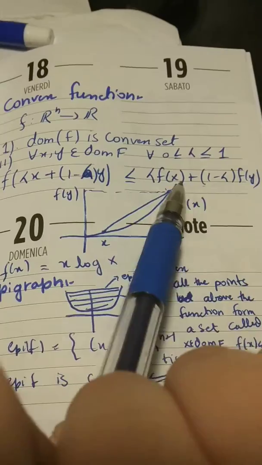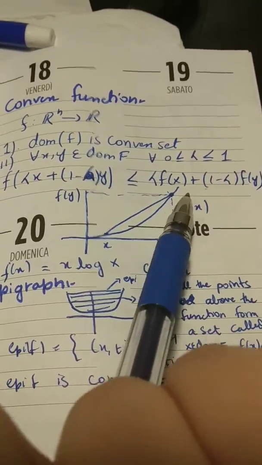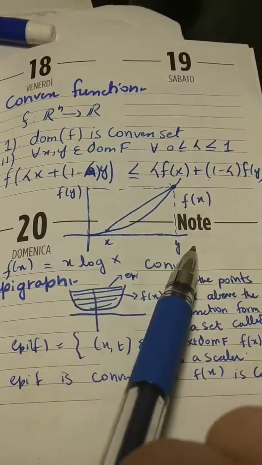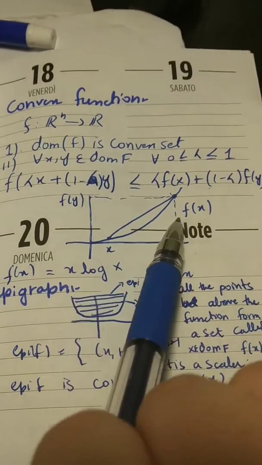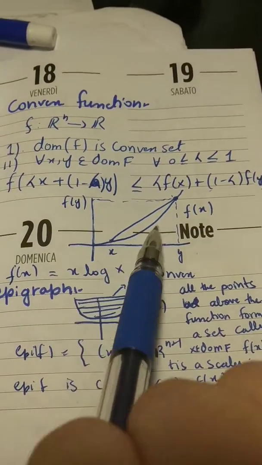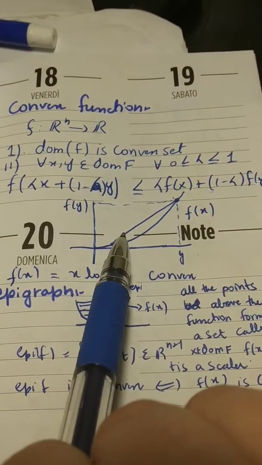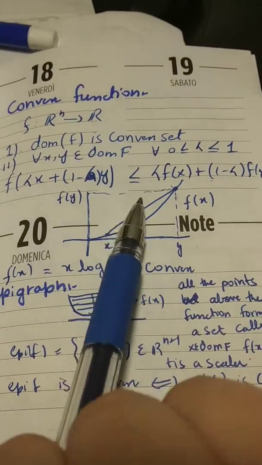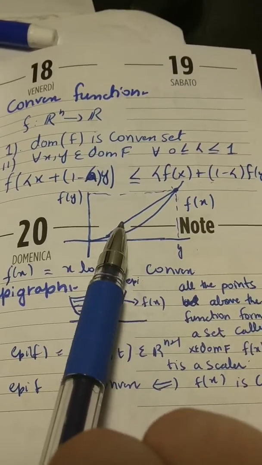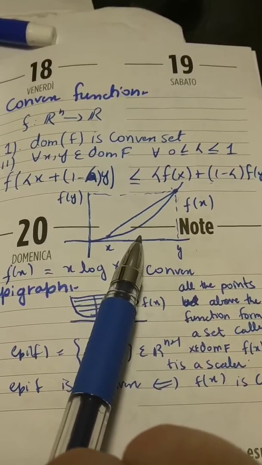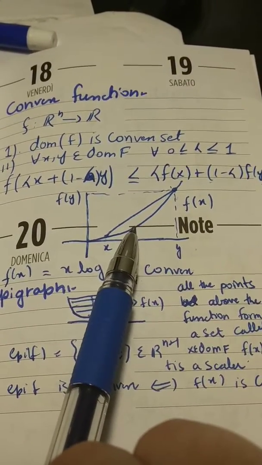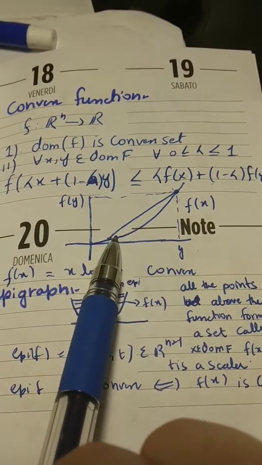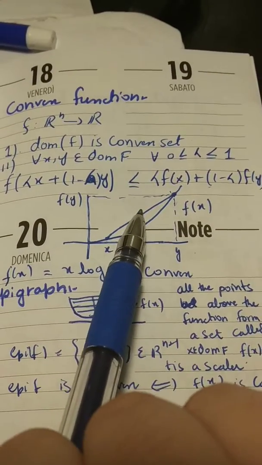It's called the line segment. We have a function, we have two points x and y, and there is a function like this, and there is a chord or line segment here. If the function is below the chord, then it is called a convex function.